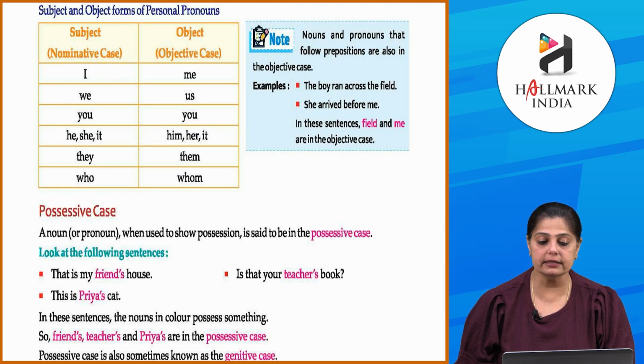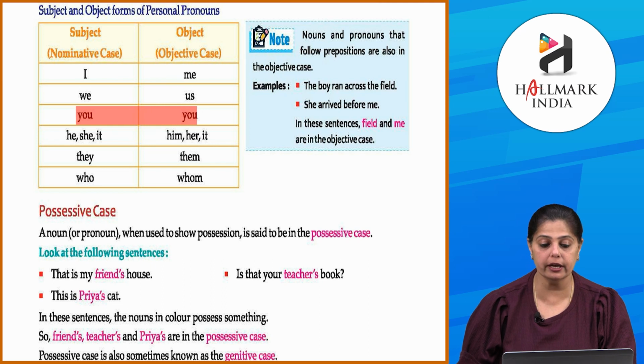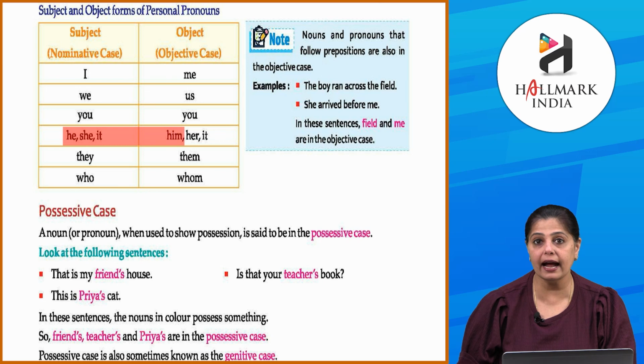Now let's look at this. Subject and object forms of personal pronouns. Okay. If subject becomes a nominative case and object becomes the objective case. तो I का बन जाता है, जब I सब्जेक्ट चेंज हो जाता है इनटू ऑब्जेक्ट तो वो बन जाता है me. We बन जाता है us. You stays as you only. Okay. He, she or it, that changes to him, her and it. They changes to them. Who changes to whom.